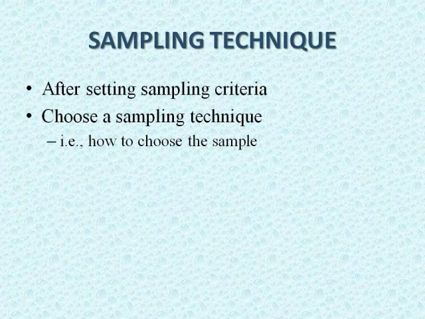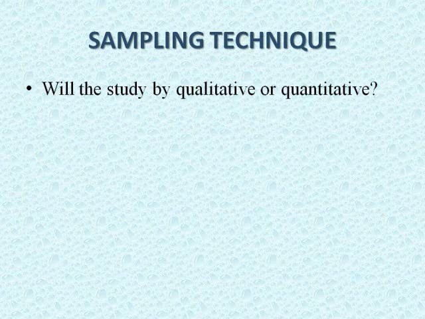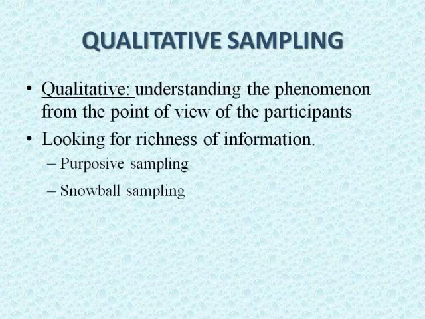Sampling technique. After setting the sampling criteria, the inclusion and exclusion criteria, we choose a sampling technique. That is, the technique we use for picking who's actually going to be in the sample. One of our first questions is, will the study be qualitative or quantitative? Qualitative research is research done to try and understand a phenomenon from the point of view of the participants. So it's important to select a sample that truly represents that population. It's looking for richness of information.